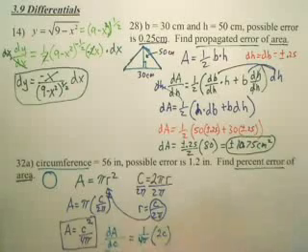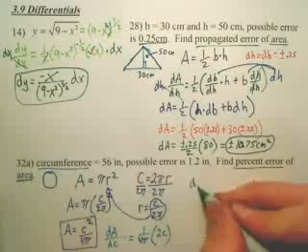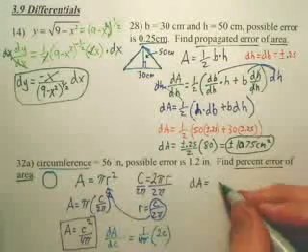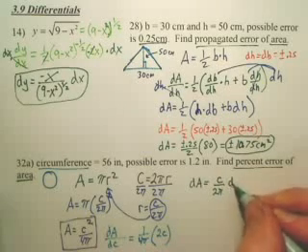Now, can I multiply both sides by dc? And I now have dA equals c over 2 pi dc.